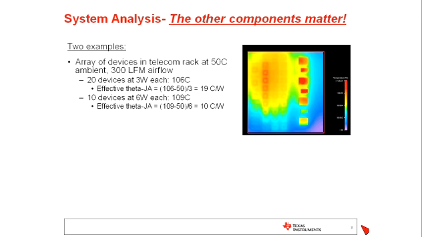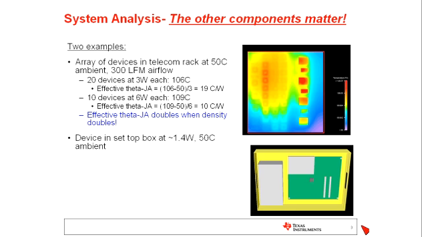Now if we take the same setup, but we eliminate half of the devices, so we make it 10 devices at 6 watts each, we get a similar junction temperature, a little bit hotter at 109 C, giving us an effective theta JA for each device of 10 degrees C per watt. So what does that mean? The effective theta JA of each component doubles when the density of the components around it doubles. More specifically, that means that the theta JA of each component is highly dependent on the components around it. It is not just a function of the component itself.